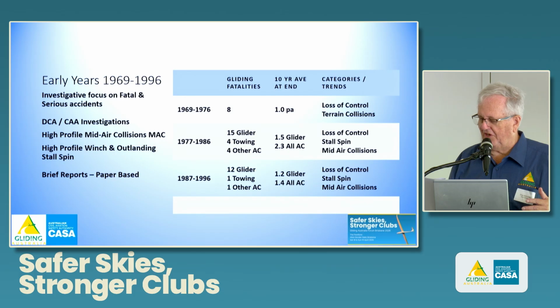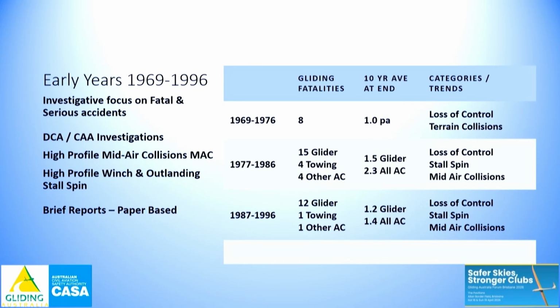But I'd also like you to note that those high accident numbers, a lot of them were driven by mid-air collisions involving tow planes and GA aircraft. So some of the data we've harvested is for gliding fatalities only, but we're also looking at an aggregate rate which includes those involving tow planes and powered aircraft. Note the key categories of concern: loss of control (LOC), stall spin (SS), and mid-air collision (MAC).